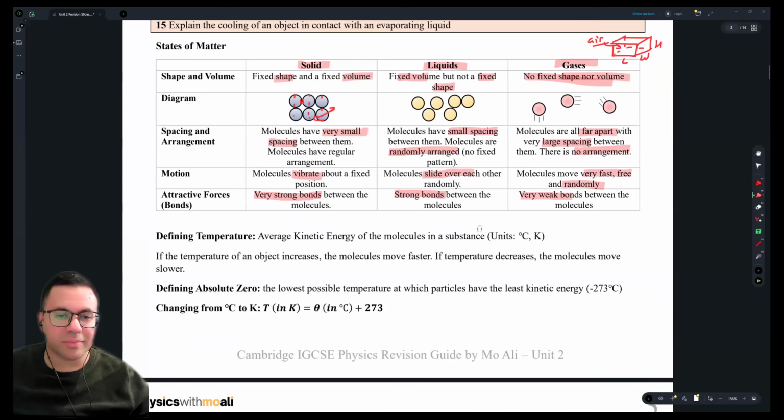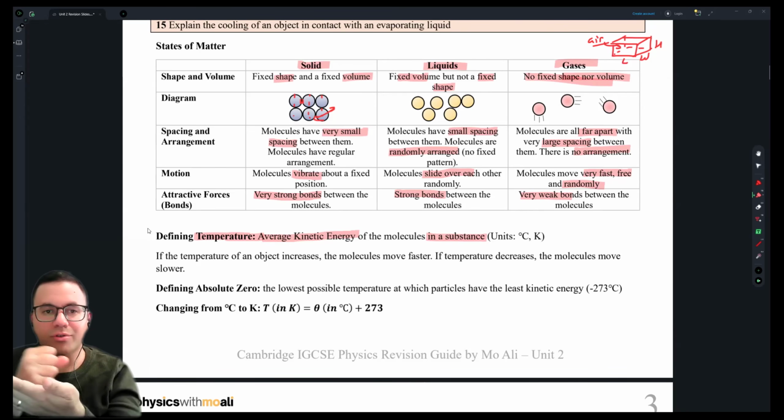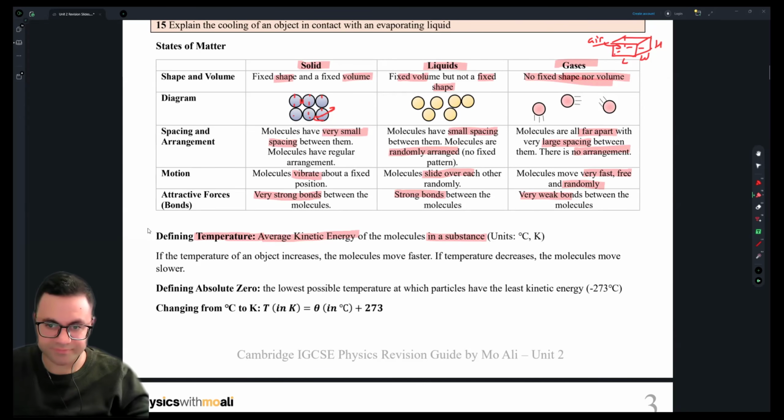Let's get into the important bits. What is temperature? Temperature is defined as the average kinetic energy of the molecules in a substance. Meaning, if you heat something, the molecules inside move faster, and if you cool it down, the molecules move slower. Okay.